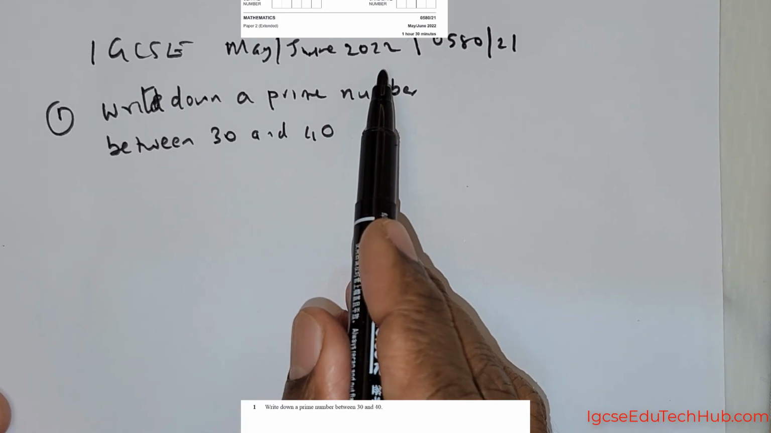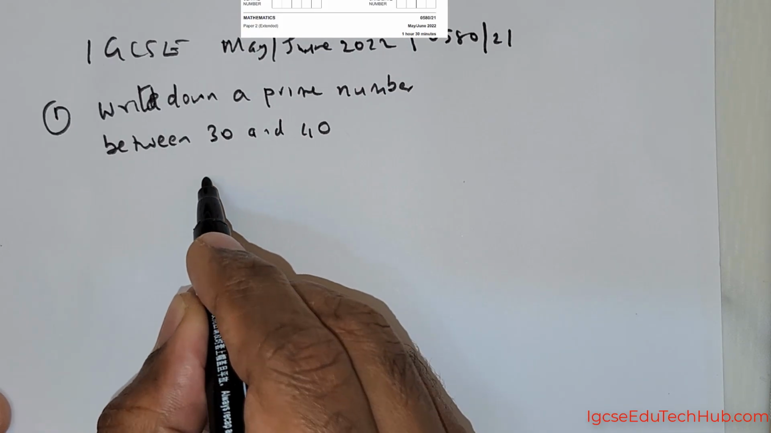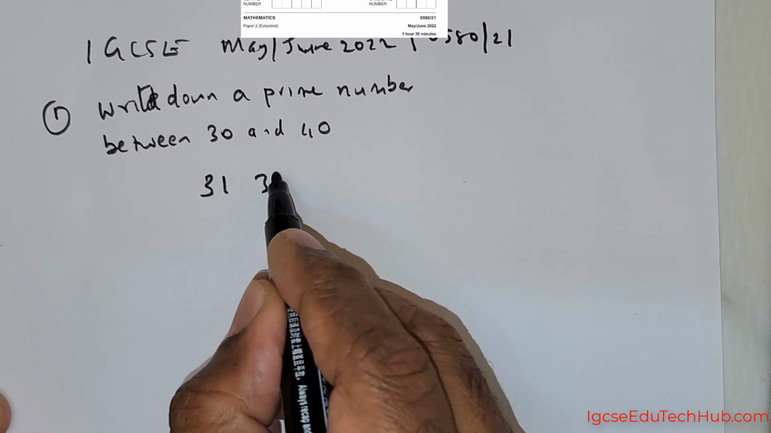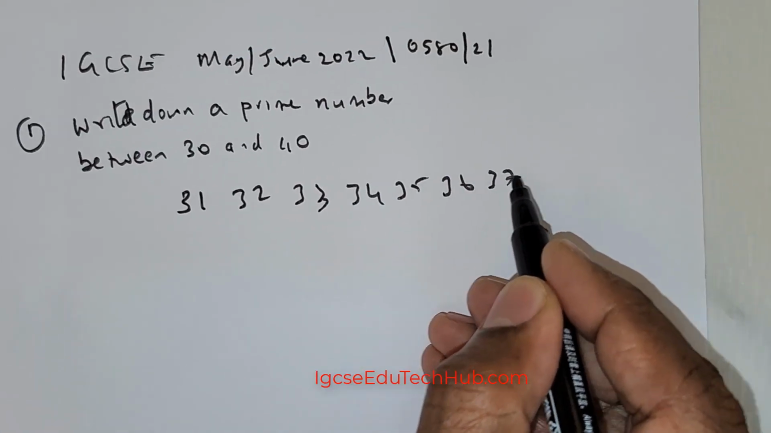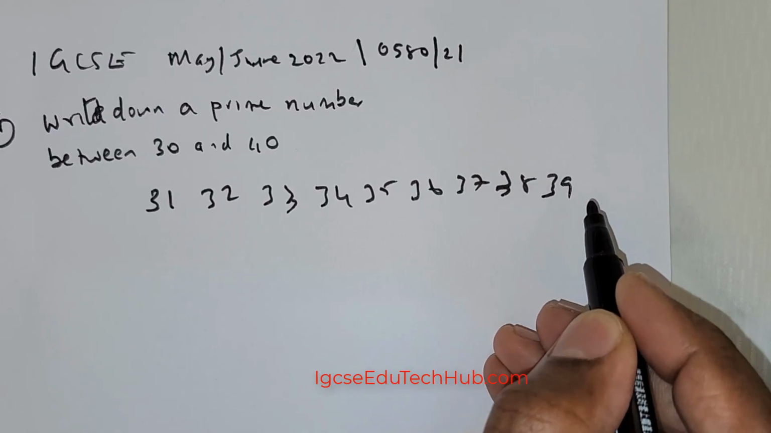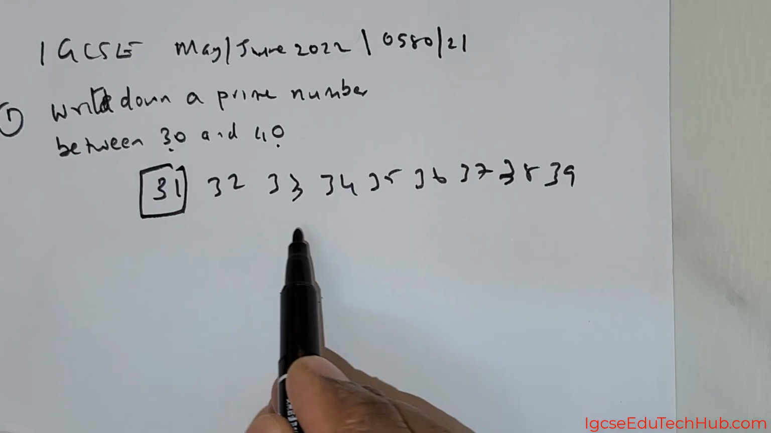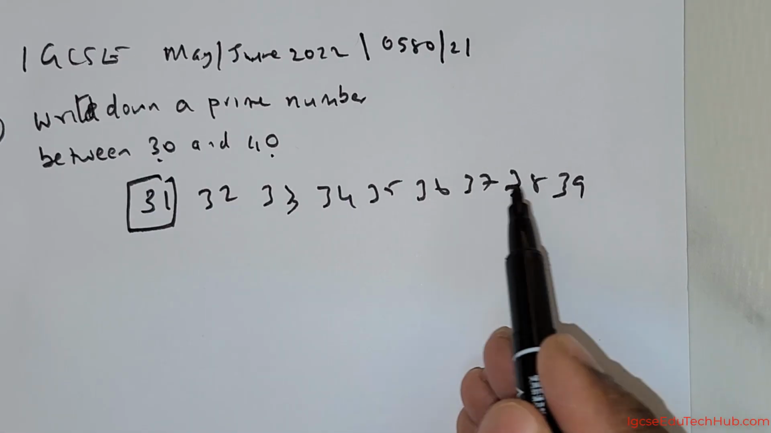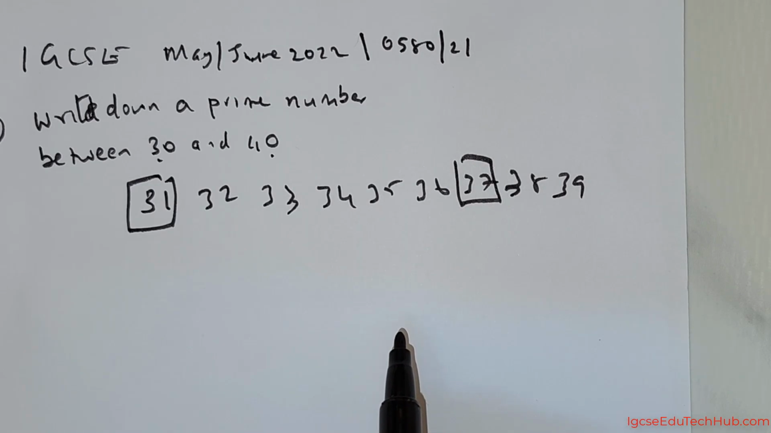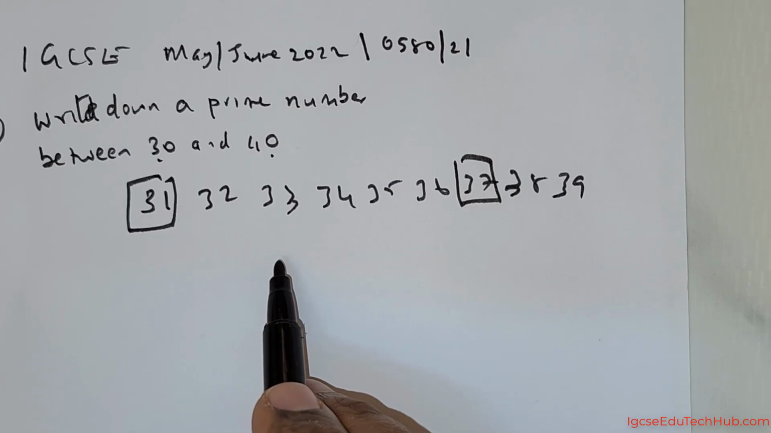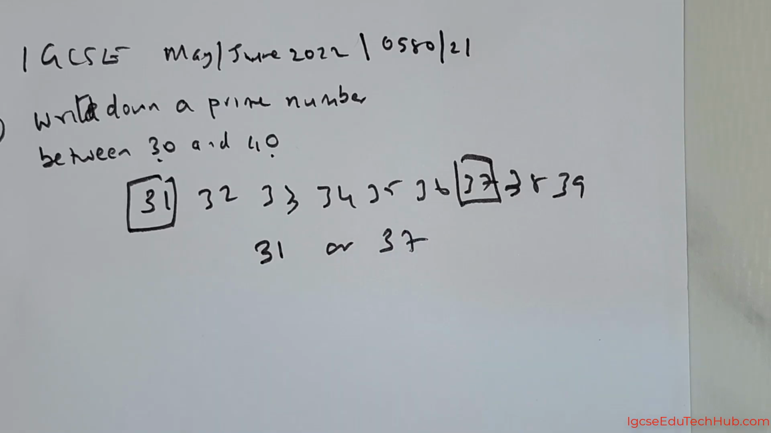IGCSE June 2022 058021. Write down a prime number between 30 and 40. Now, between 30 and 40, you have the following numbers. So this is between 30 and 40. So this is a prime number. Is there anything else? This is a prime number. And after these, none of these are prime numbers. So what you can do, you can either write 31 or 37.